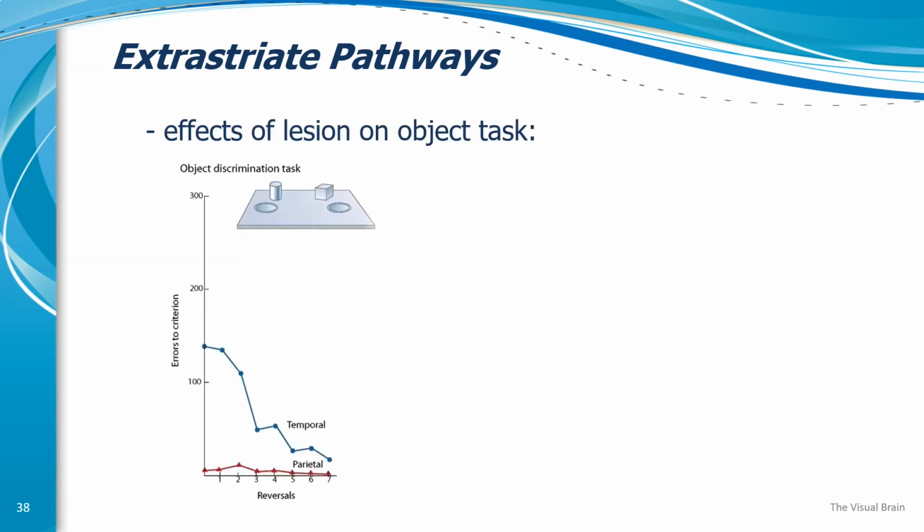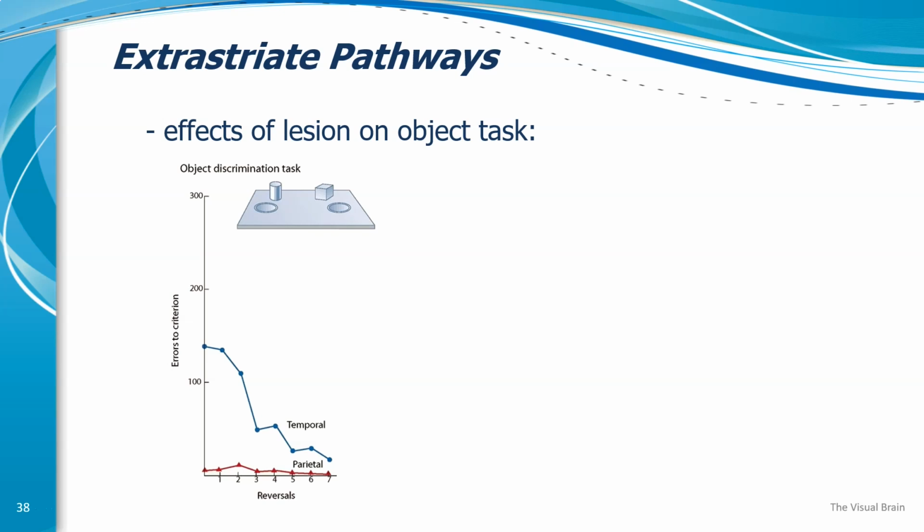So again, there's the object task, and here's a graph which is a little bit tricky. The x-axis is reversals. So the initial task reversing back to the initial, reversing again, and so on. The y-axis is errors to criterion. Now that means how many errors they made until they could get to the certain criterion of, say, 10 correct in a row. Now let me parse through this.